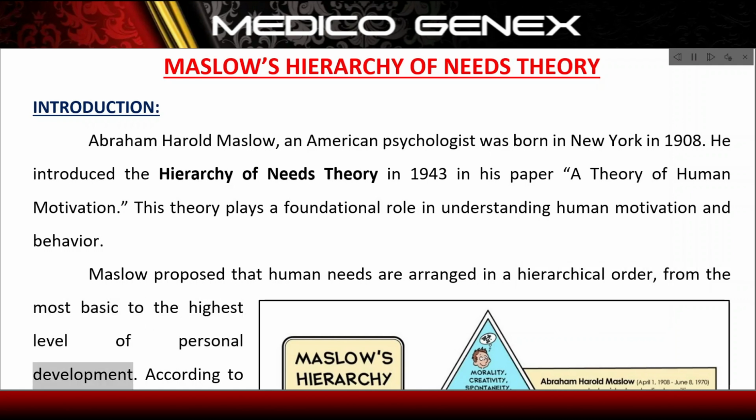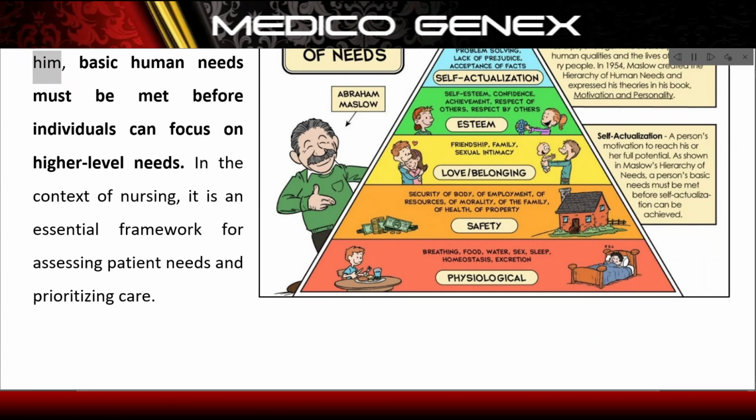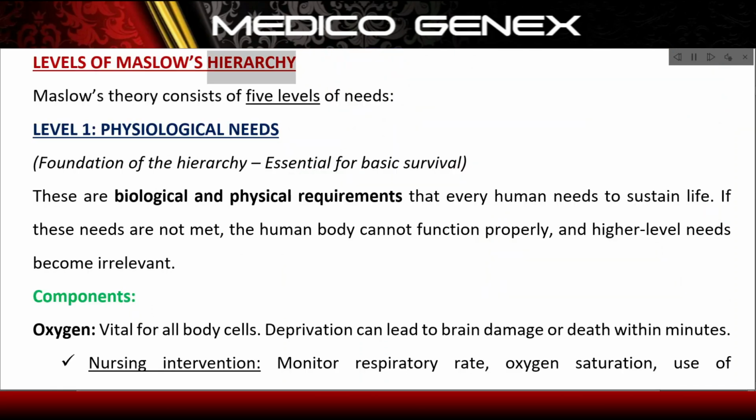personal development. According to him, basic human needs must be met before individuals can focus on higher level needs. In the context of nursing, it is an essential framework for assessing patient needs and prioritizing care. Levels of Maslow's hierarchy. Maslow's theory consists of 5 levels of needs.